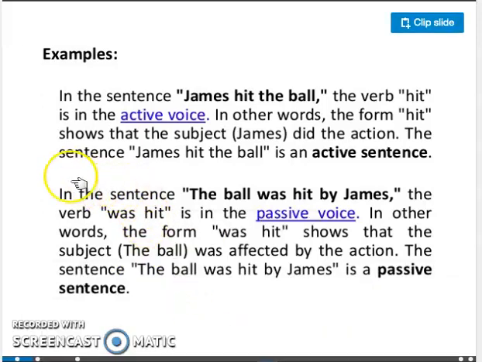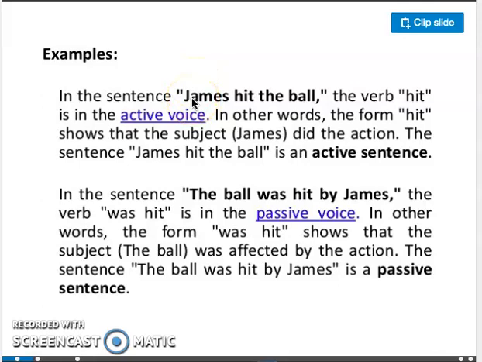Let's look at our first sentence. This sentence is written in active voice. It says, James hit the ball. Who or what is the subject in the sentence? We learned this in elementary school. The subject of the sentence is usually in the beginning. Who or what is the sentence about? It's about James. James is the subject of the sentence.